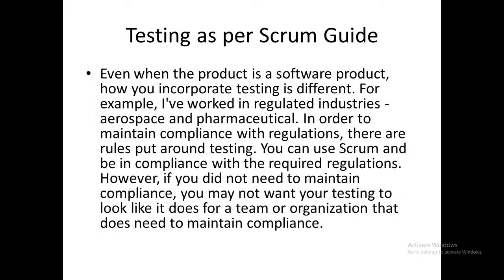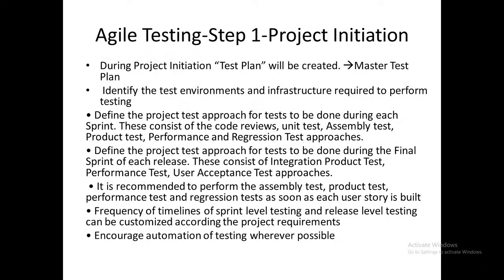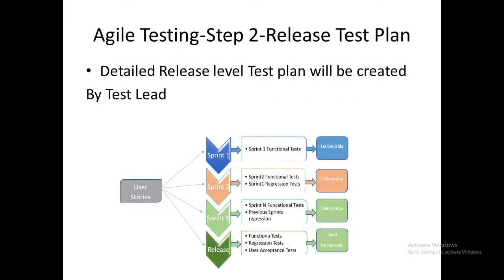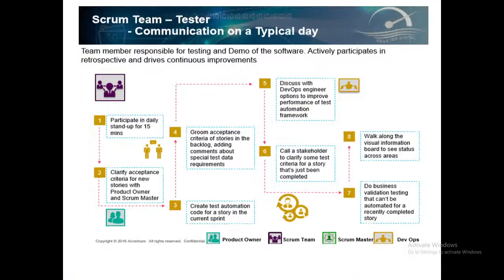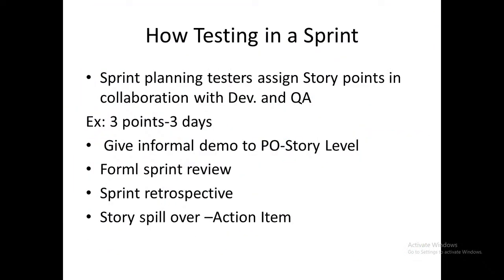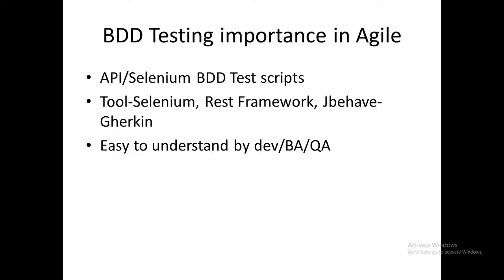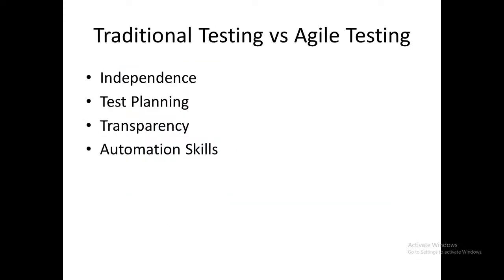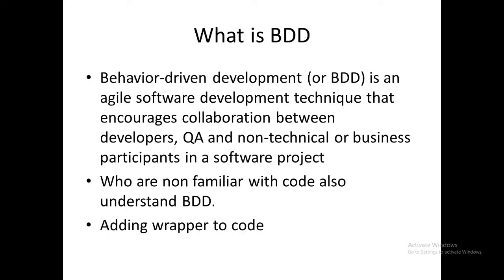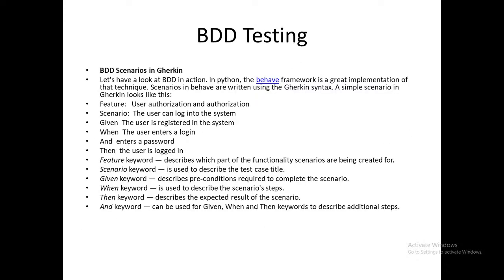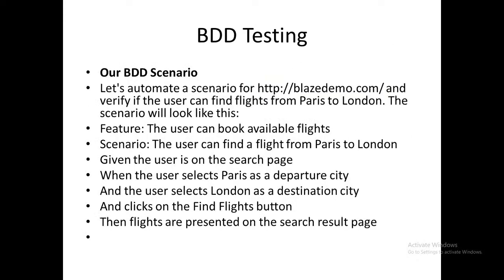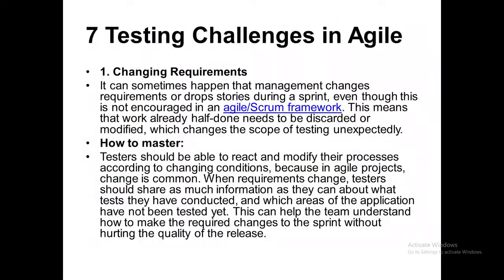Testing as per the Scrum guide I have not explained, as I told you, we have a time constraint. Each phase of agile testing I explained. Then a tester's communication on a day, and how testing happens in a sprint. Traditional testing versus agile testing, the fundamental 4 differences: independence, test planning, transparency and automation skills. BDD and TDD I have not covered, that will be the second video. And the 7 testing challenges we discussed.